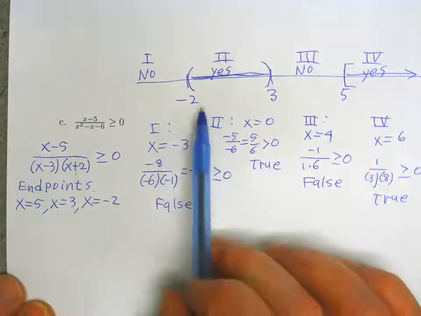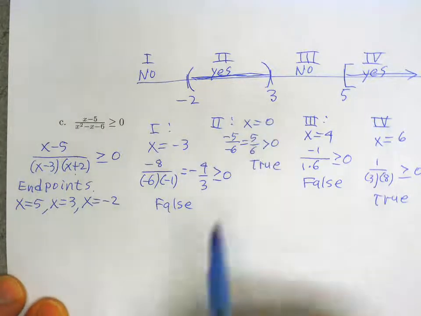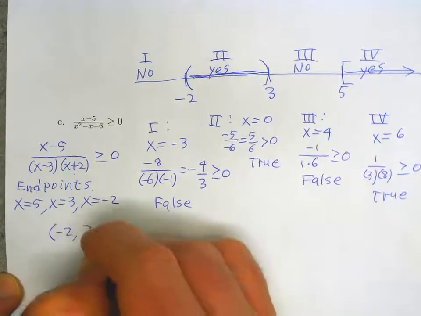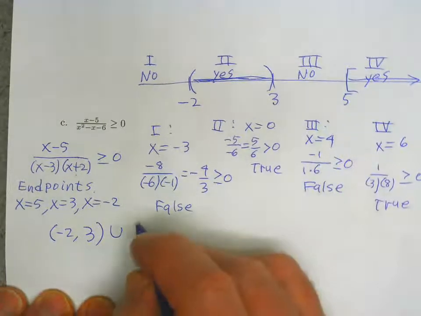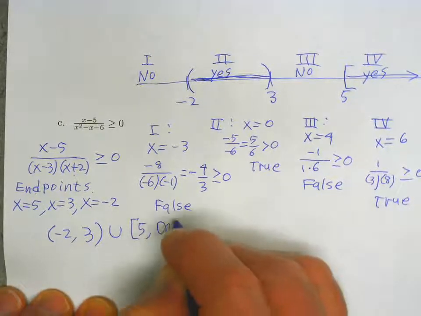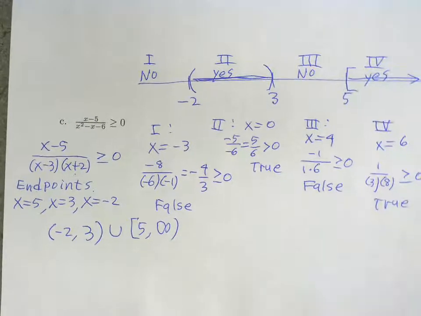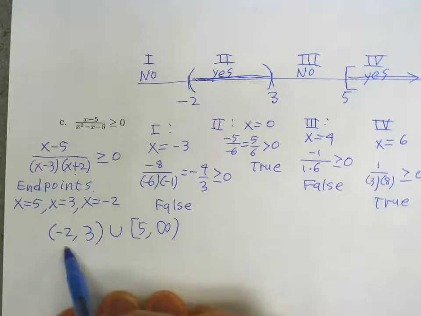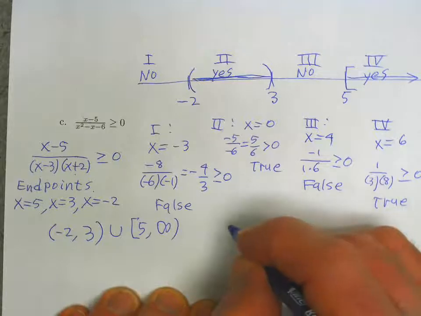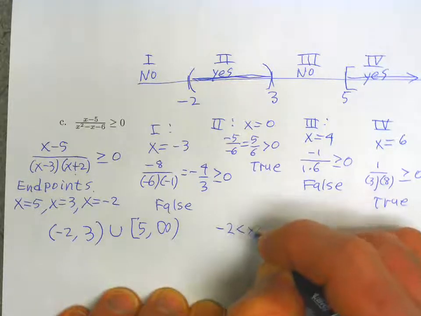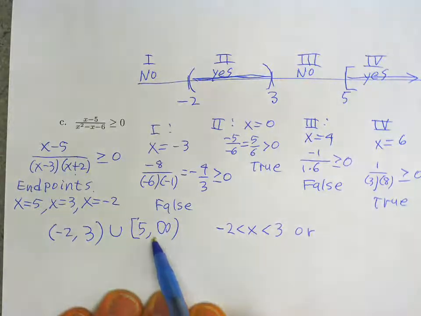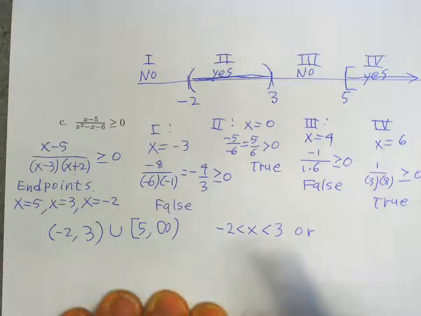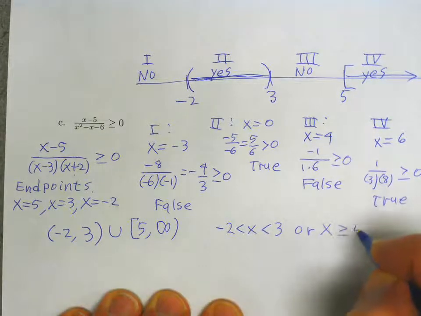Okay, the interval notation for this set of numbers from -2 to 3, excluding -2 and 3, is parenthesis -2, 3, and then union bracket 5, comma, infinity. That is the interval notation. And then the algebraic notation, this set of numbers from -2 to 3, excluding the endpoints, we write -2 less than x, which is less than 3. And then or, when x is in this set from 5 to infinity, including 5, we write x is greater than or equal to 5.